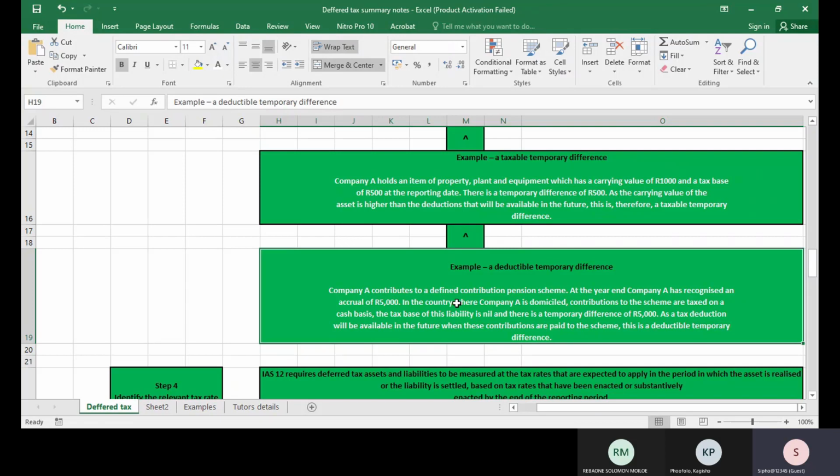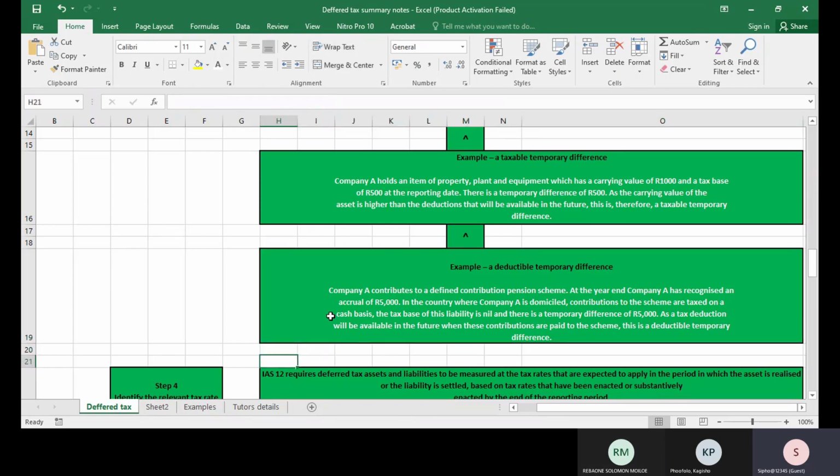You agree with me? Yes. In the country where company A is domiciled, contributions to the scheme are taxed on a cash basis. In this case, it will be those income received in advance and so on. The tax base of this liability is nil, and there is a temporary difference of 5,000. A tax deduction will be available in the future when these contributions are paid. Remember the area of receipts and accrual, to the scheme. This is a deductible temporary difference.